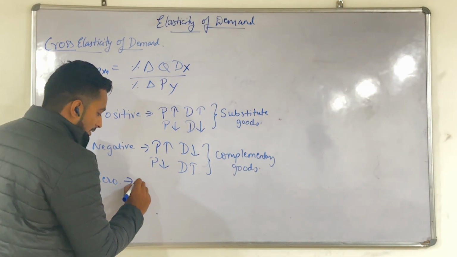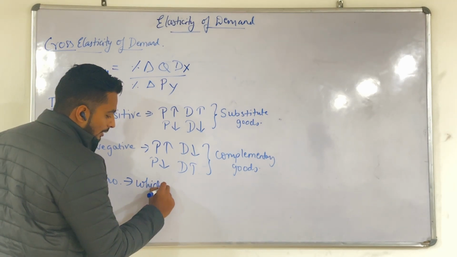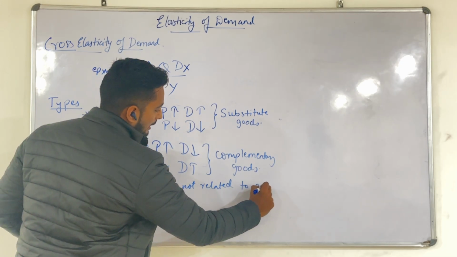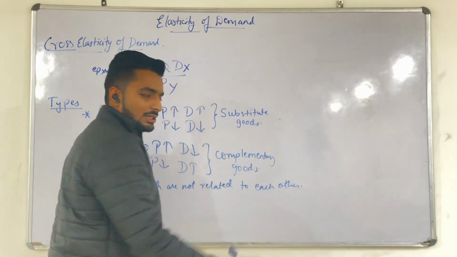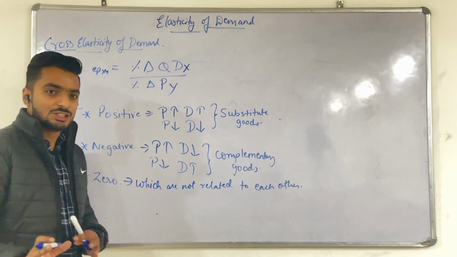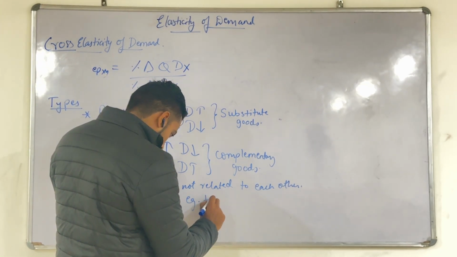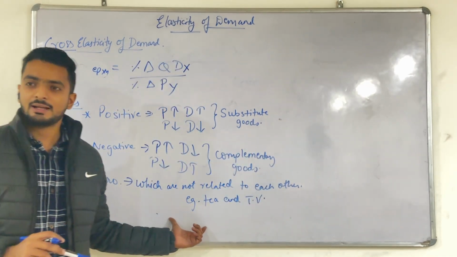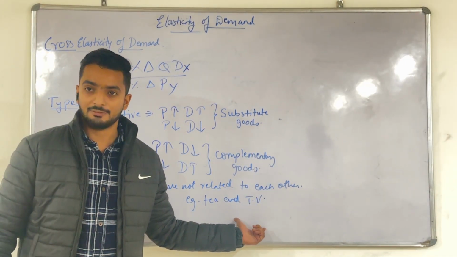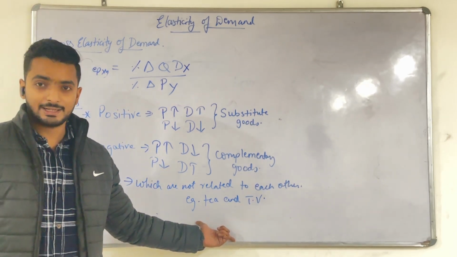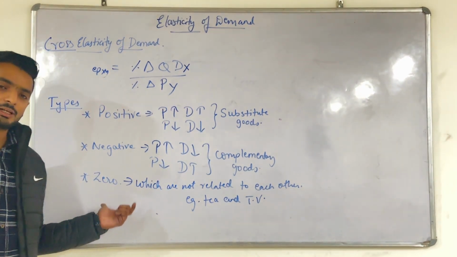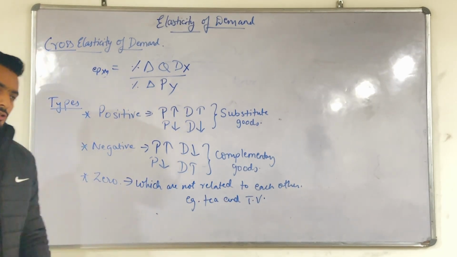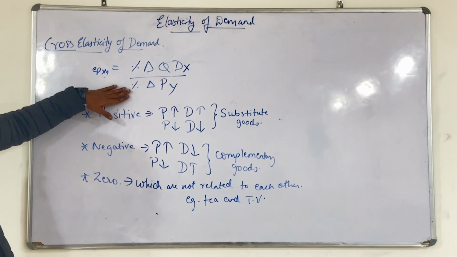Zero cross elasticity. Zero cross elasticity means goods which are not related to each other. For example, tea and shoes. If the price of tea increases, it will not affect the demand for shoes, right? Because they are not related to each other. So zero cross elasticity is for goods which are not related to each other. Example, tea and shoes.